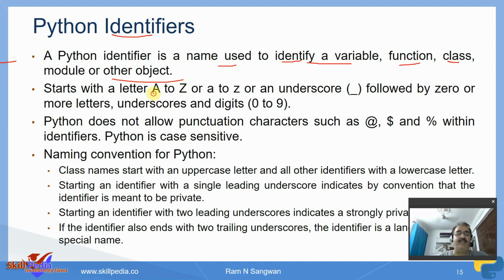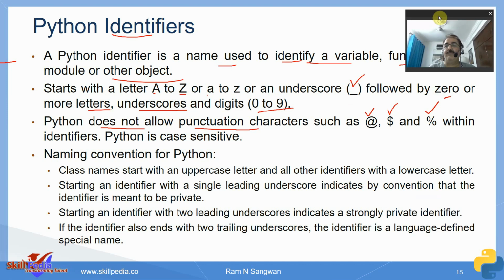Any name must start with uppercase A to Z or lowercase a to z, or an underscore, followed by zero or more letters, underscores and digits. That means it allows you to use alphabets, digits and underscore as variable names, or names, to be honest. Python does not allow punctuation characters like the @ symbol, dollar symbol, or percentage symbol within the variable name. That means you have restrictions. You can't use any character of your choice in the variable name. You are restricted in which characters you can use in your variable names.